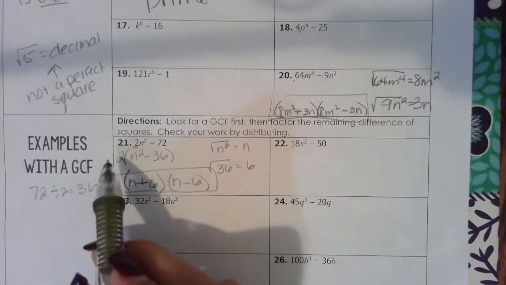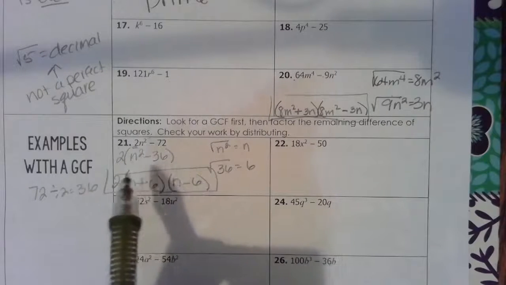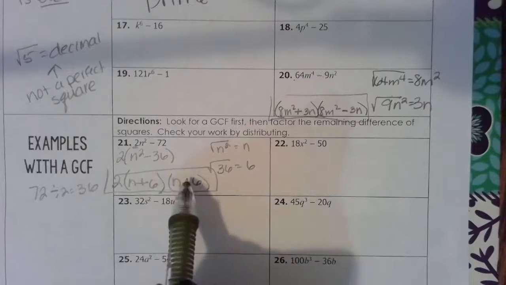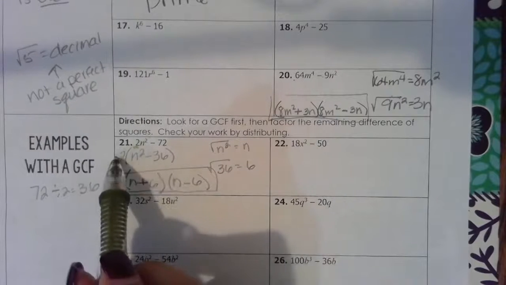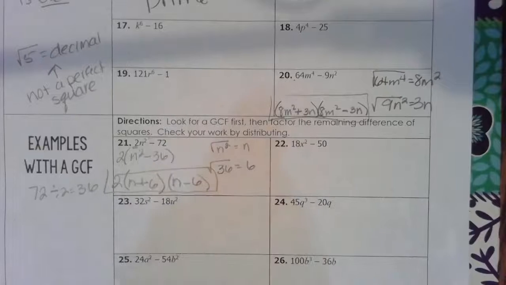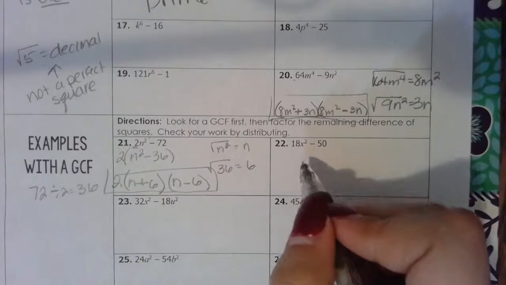Once you've factored something out, it stays out, so it would stay outside of the parentheses. When you go back to distribute, you can use your FOIL method or box method on this first, and then you would end up here. And then you would distribute your 2 and you'd come back up here. Alright, on number 22.